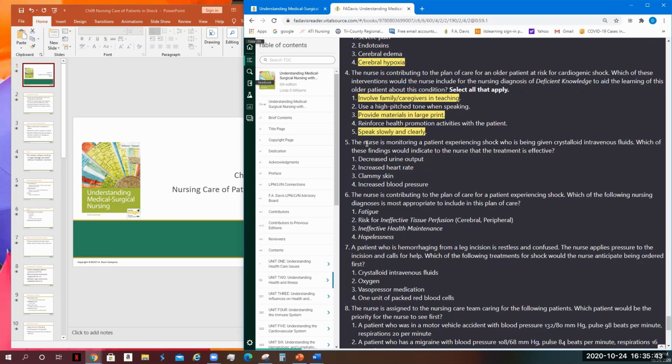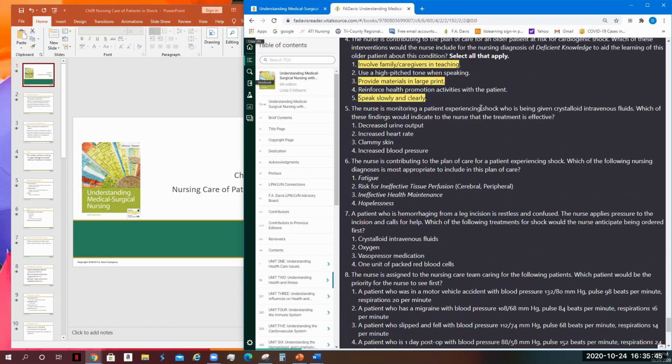Number 5, the nurse is monitoring the patient experiencing shock who is being given crystalloid IV fluids. Which of these findings would indicate to the nurse that the treatment is effective? Would it be increased urine output? Would it be increased heart rate, clammy skin, or increased blood pressure? So in this case, the answer would be increased blood pressure would indicate that the treatment has been effective.